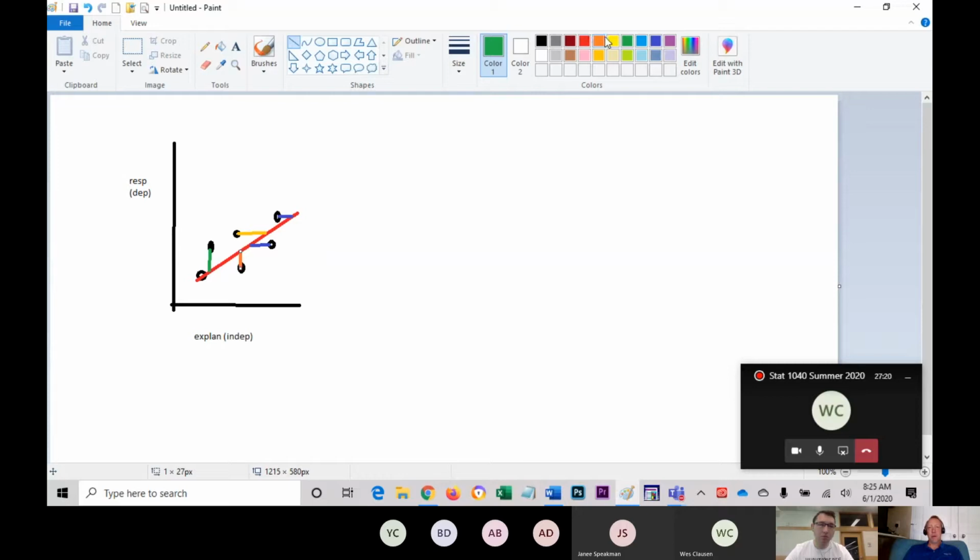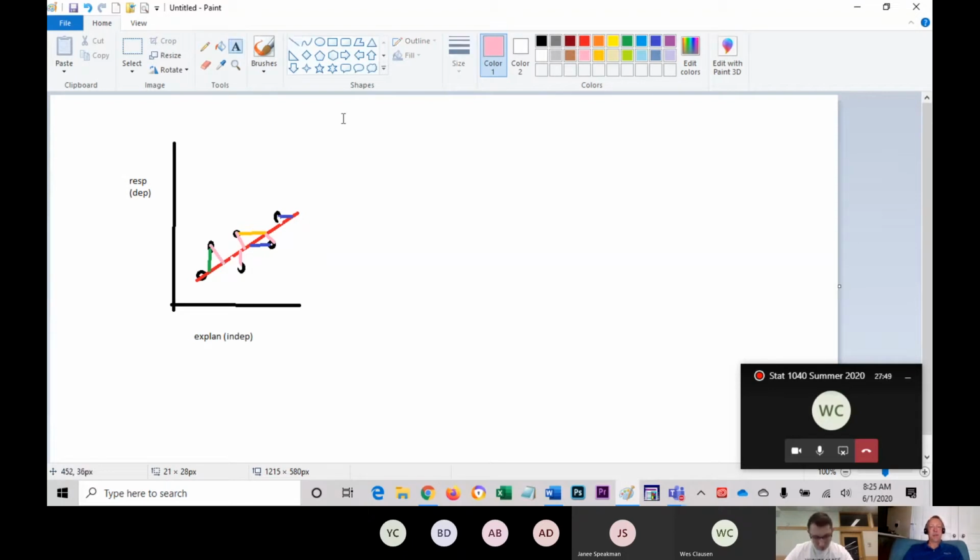Or we could draw a line, pink maybe, that minimizes the orthogonal distance, or you could think of this as the right angle distance to the line. Okay. So the question is, which is best?